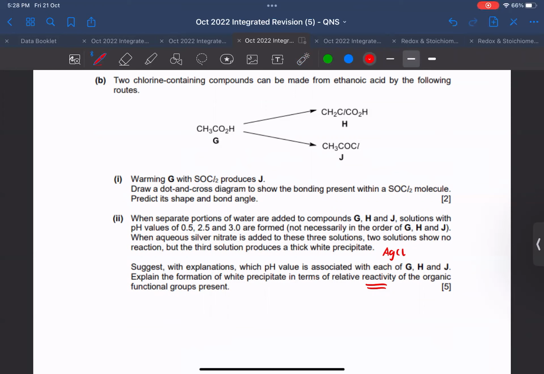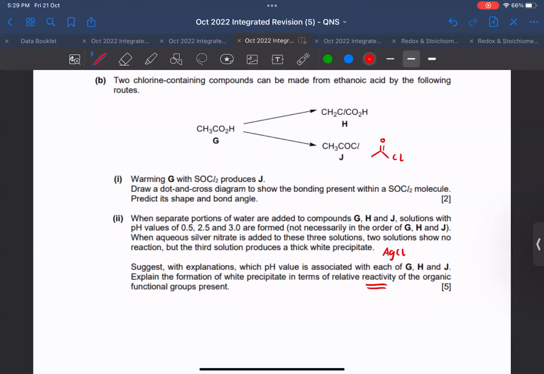Now the lowest pH is 0.5. And some of you guys will say that it belongs to the acyl chloride. That's correct. But I want you guys to first understand, acyl chloride is not an acidic functional group. Don't be mistaken, it is not an acidic functional group itself. But it creates an acidic solution because acyl chlorides can hydrolyze in water, which then creates the acidic solution. So without water, acyl chlorides are quite useless on their own. It is not acidic.